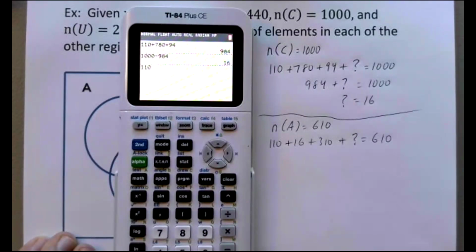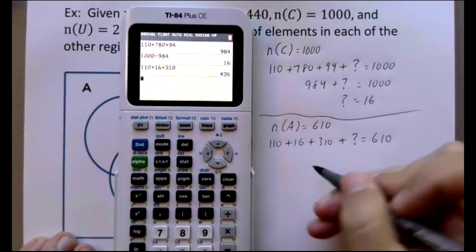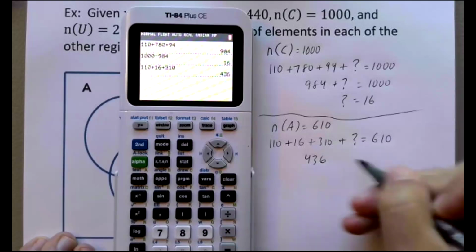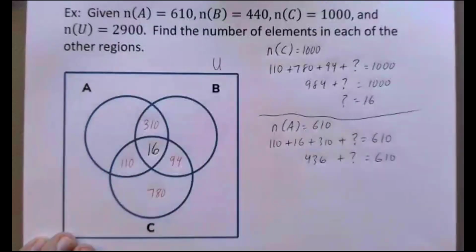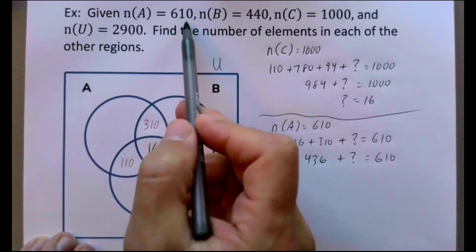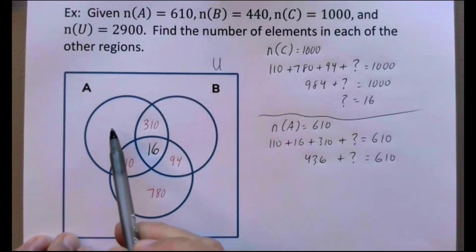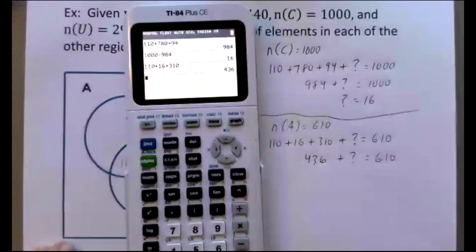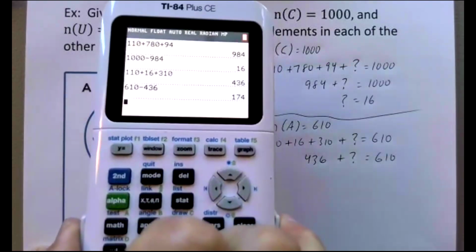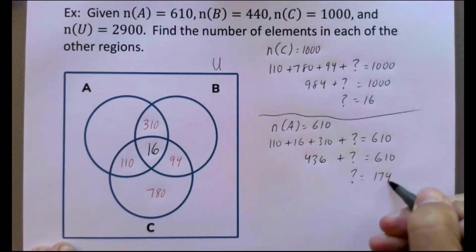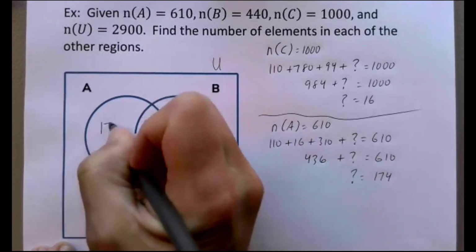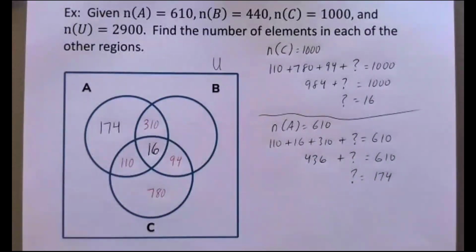So if I take 110 plus 16 plus 310, I'm getting 436. 436 plus something has to equal 610, right? So this already takes up 436 of them. There's supposed to be 610 total, so whatever I put here needs to be the rest of them. You can figure that out by subtracting 610 minus 436, and we are getting 174. So that question mark, which is referring to this, is telling us there are 174 people over there.